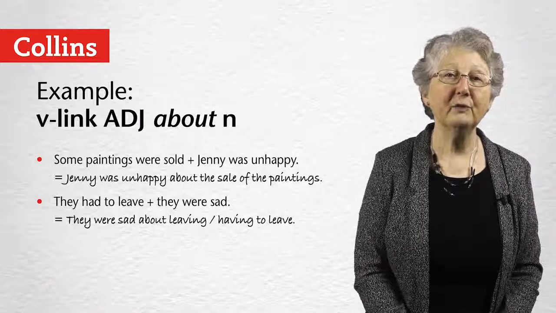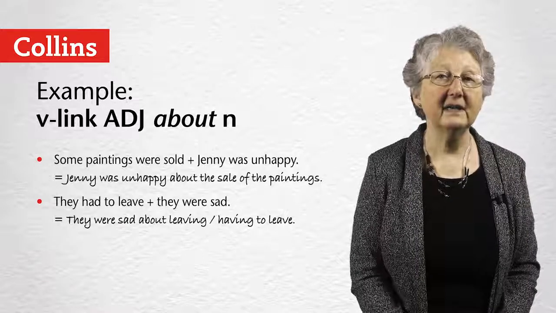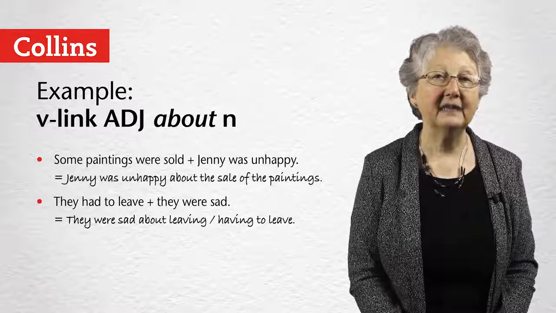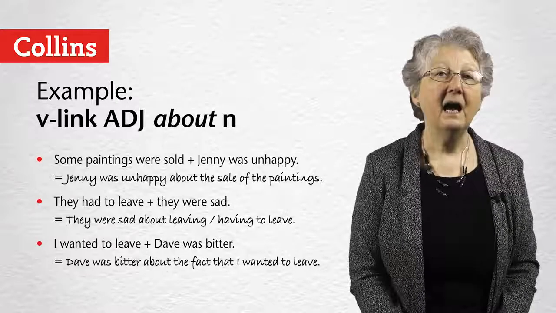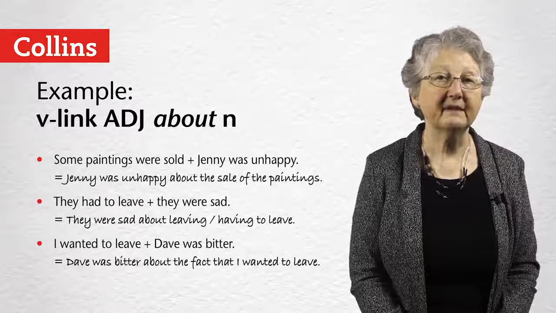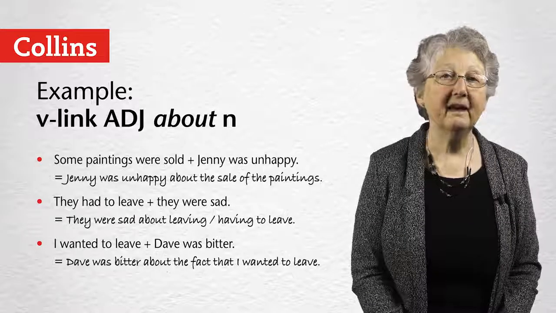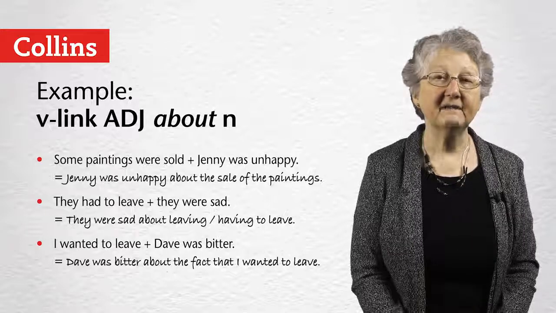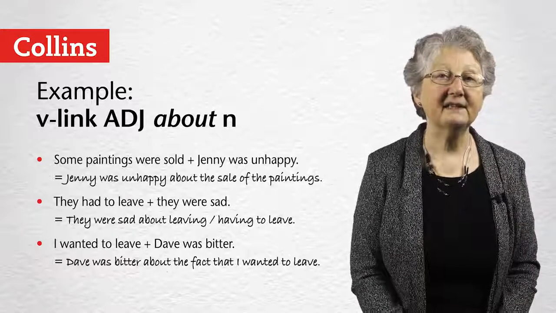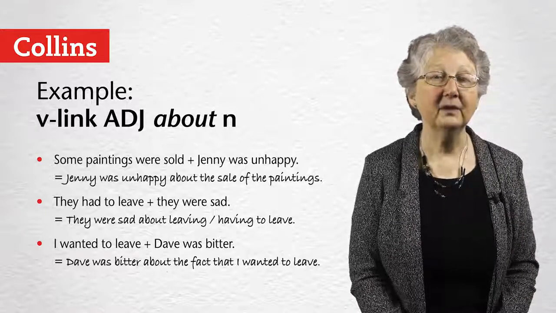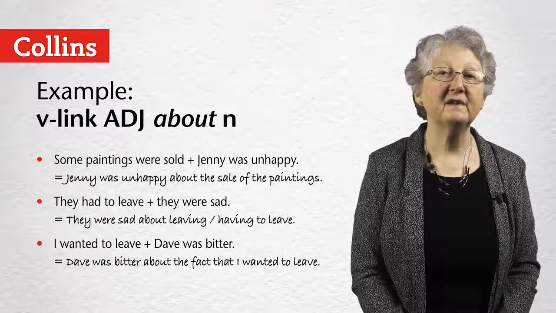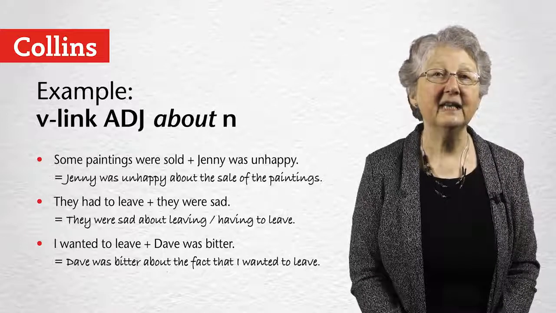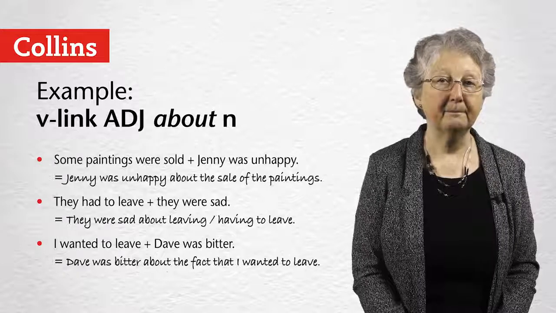They had to leave and they were sad. This can be written two ways. They were sad about leaving or they were sad about having to leave. I wanted to leave, Dave was bitter. Dave was bitter about the fact that I wanted to leave. Now notice that in this case, because the pattern is about and a noun, the learner has had to put in the noun fact to link the two things together.